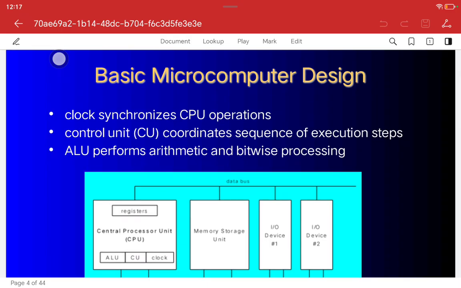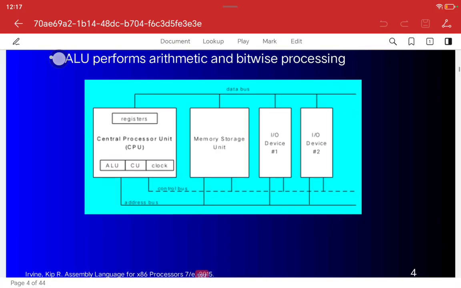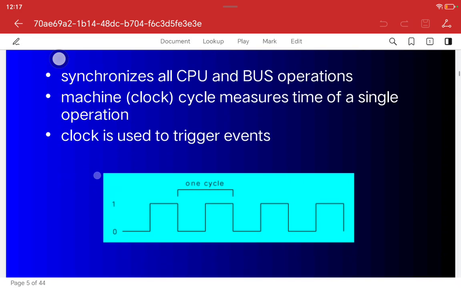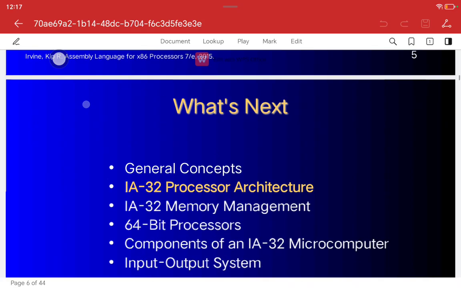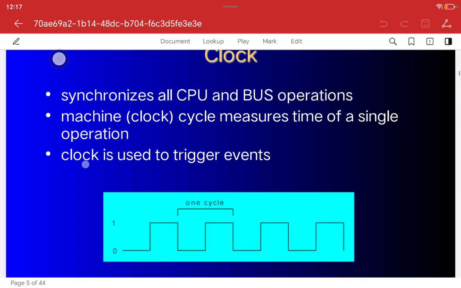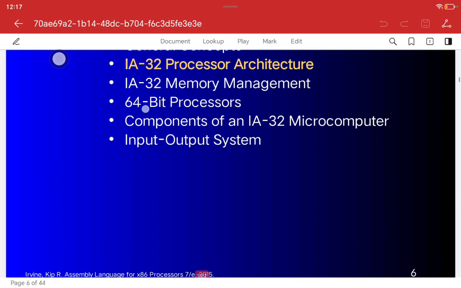So this is not the kind of information that we're gonna be looking at for now. So we're just gonna skip this for now. And then also the clock, we'll skip this for now. Let me see the clock. They say it synchronizes all CPU and bus operations. Machine clock cycle measures time of a single operation. And then the clock is used to trigger events. So these ones, yeah, we're gonna be looking at them at a later stage.